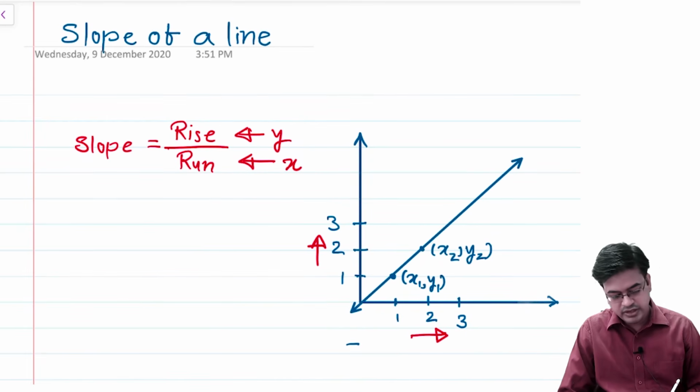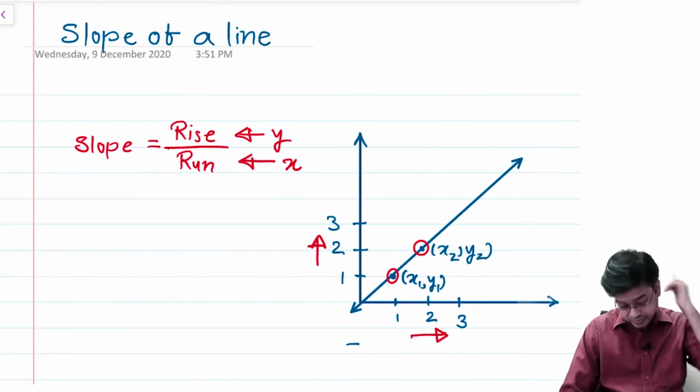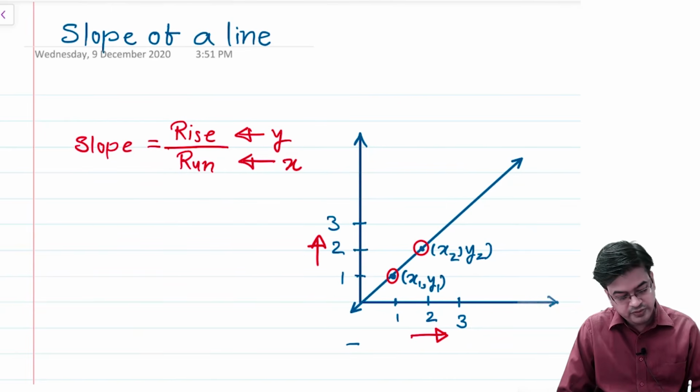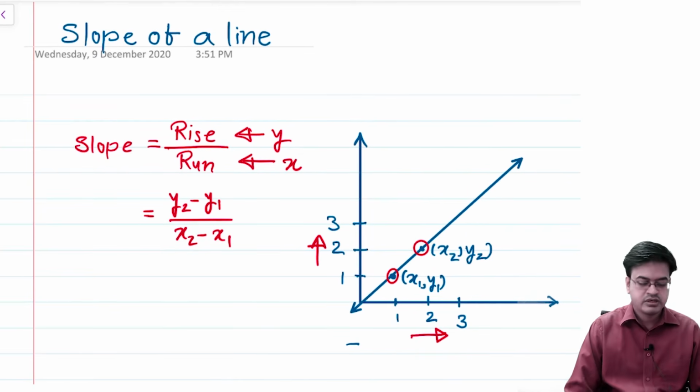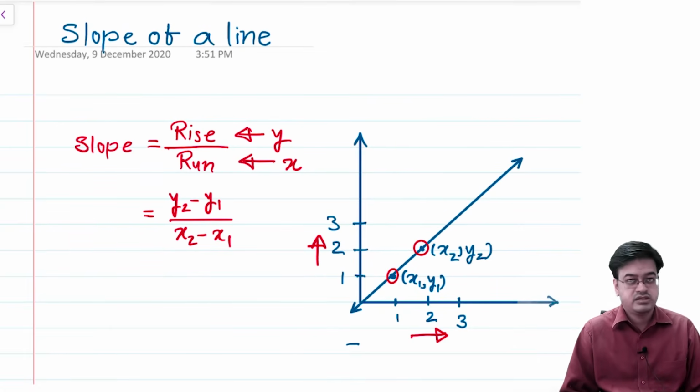Okay, so given any 2 points on the line, x1 y1 and x2 y2, if I want to talk about the slope of a line, the formula simply reduces to y2 minus y1 upon x2 minus x1. We are all familiar with this. We have already seen the representation of line in terms of slope.